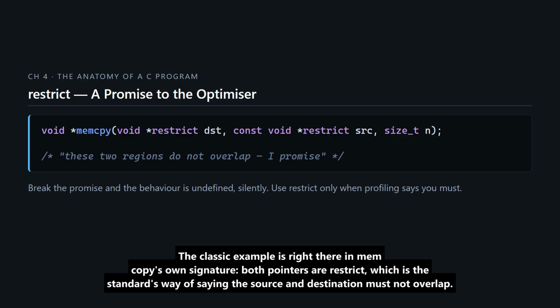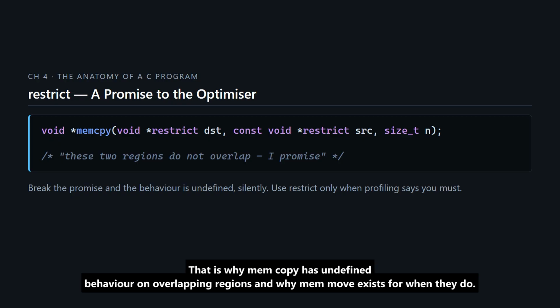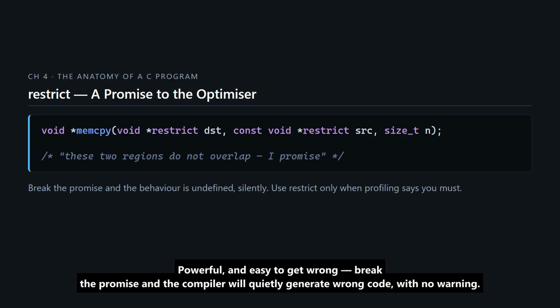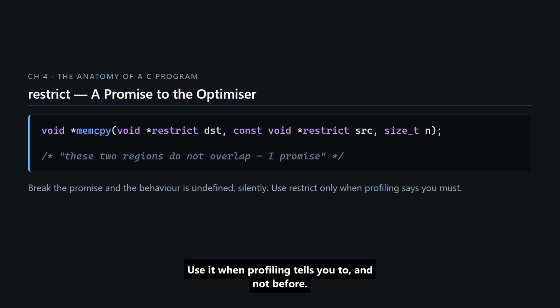The classic example is right there in memcpy's own signature. Both pointers are restrict, which is the standard's way of saying the source and destination must not overlap. That is why memcpy has undefined behavior on overlapping regions and why memmove exists for when they do. Powerful and easy to get wrong. Break the promise and the compiler will quietly generate wrong code with no warning. Use it when profiling tells you to, and not before.